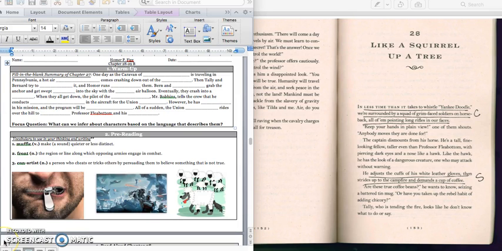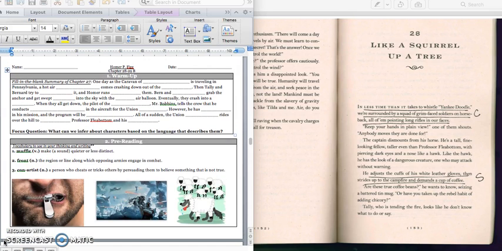Good morning, 5th grade. Today we're going to continue reading in our novel, HPF Chapters 28 and 29. We have a fill in the blank, so let's get ready to read.